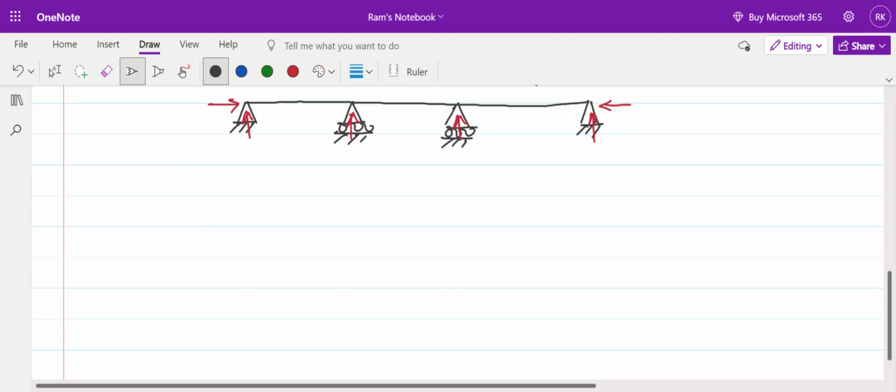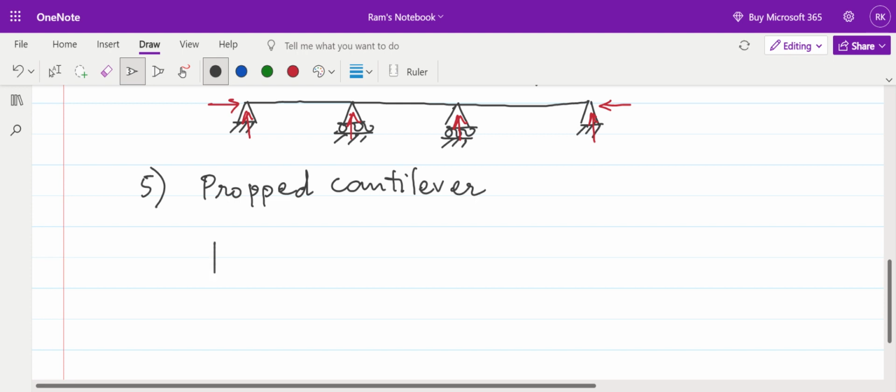One more type of beam we have seen is the propped cantilever. In our previous lecture, we have seen propped cantilever, in which one end is fixed and the other end is resting either on a roller support or a hinge support. Let us say it is resting on a roller support. One of the ends is fixed, just like a cantilever beam, but in the cantilever beam one support is fixed and the other is free. In this propped cantilever, one of the supports is fixed and the other is either a roller or a hinge.